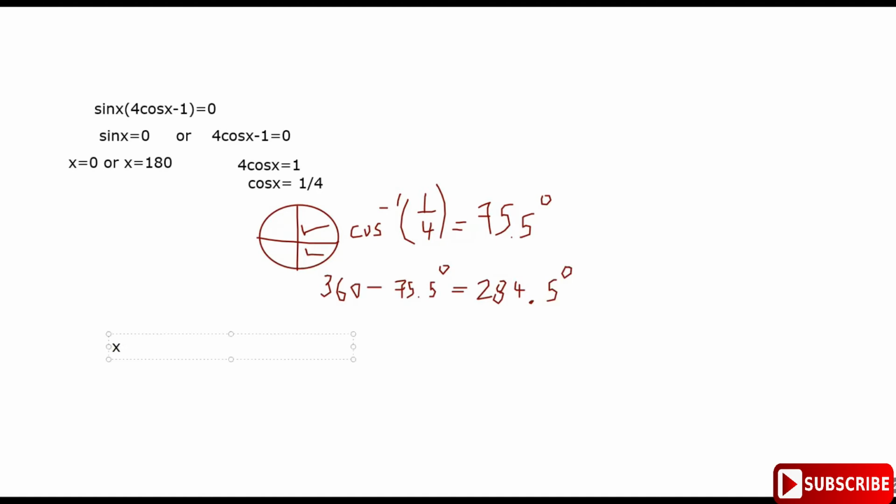So x is equal to 0 degrees, or 180 degrees, or 75.5 degrees, or 284.5 degrees. Those are all our possible values for x. Easy. Soft.